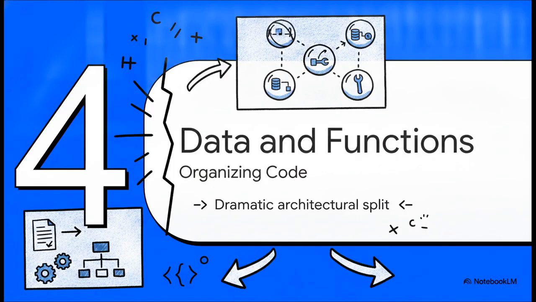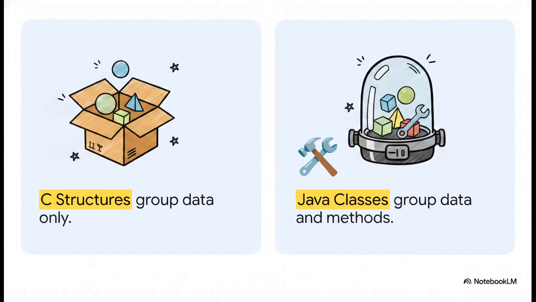All right, let's pivot to Section 4, organizing data and functions. This is where we see a pretty dramatic architectural split. And this difference right here perfectly illustrates that crucial turning point between POP and OOP philosophies.